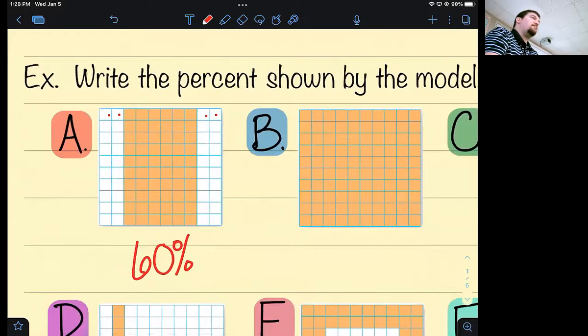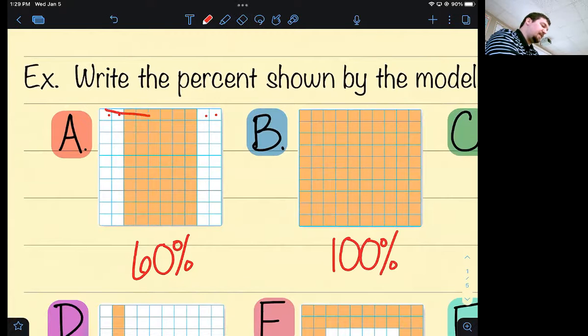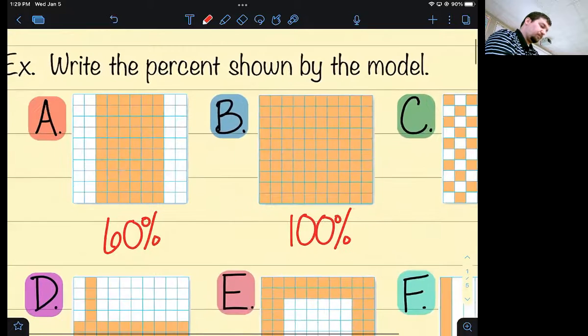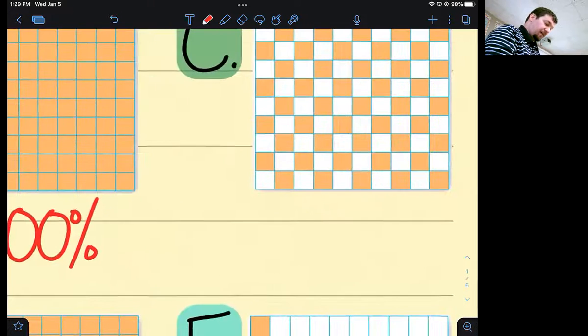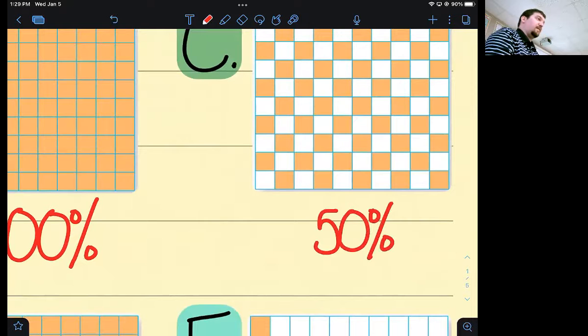What about example B? What percent of that square has been shaded in? Gage? 100%. It's entirely shaded in. Don't forget that percents have to have the percent sign after them. So make sure you put the percent sign. Example C, Jude, what percent of this one is colored in, shaded in? 50%, that's right. Every other square, so half of them, means 50%.